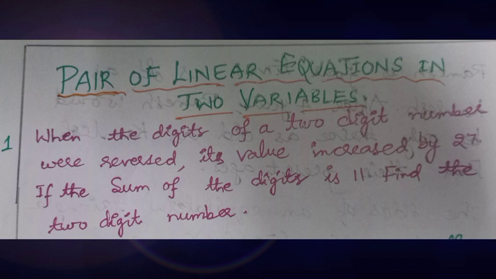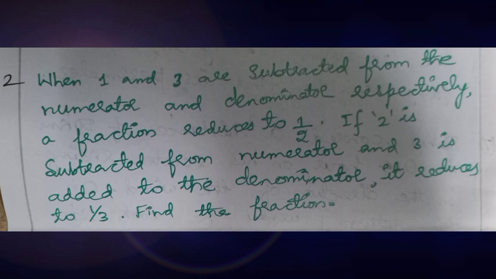The first one: when the digits of a two-digit number were reversed, its value increased by 27. If the sum of the digits is 11, find the two-digit number. So this is the first verbal problem. You should have the knowledge of linear equations in two variables, also linear equations in one variable, nothing but simple equations. We can expect mostly 3 or 5 marks in state boards, CBSE and essay type questions, and short answers.